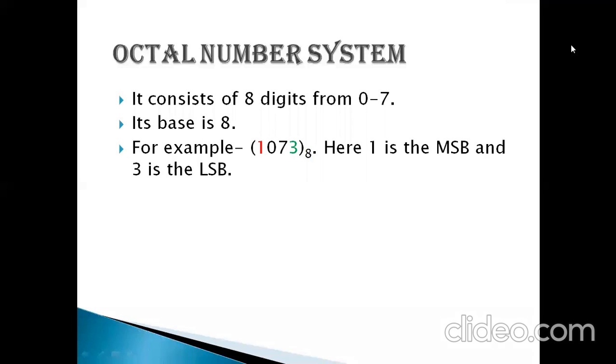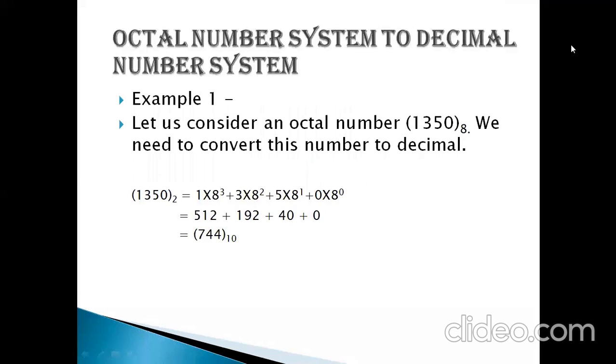Then comes the octal number system. It consists of 8 digits from 0 to 7. Its base is 8. For example, 1073 base 8 is an octal number. Here 1 is the MSB and 3 is the LSB.